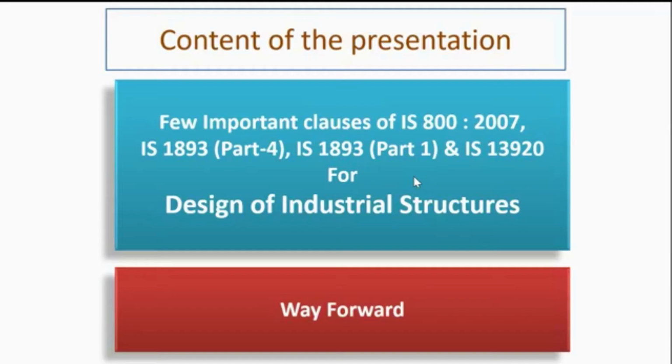Okay, so coming back to our main topic, the main theme today, what we are going to focus on in the next 20-25 minutes is that I am trying to highlight a few important clauses of IS 800, IS 1893 Part 4, IS 1893 Part 1, and IS 13920, which are creating practical difficulties for the design of industrial structures, in my opinion. Again, it is not an exhaustive collation that I have made, but I have picked up certain clauses which are creating trouble while performing the design of industrial structures.